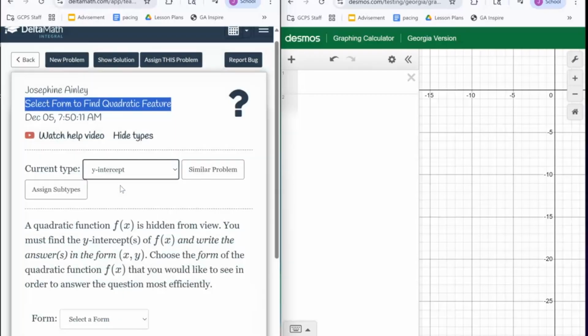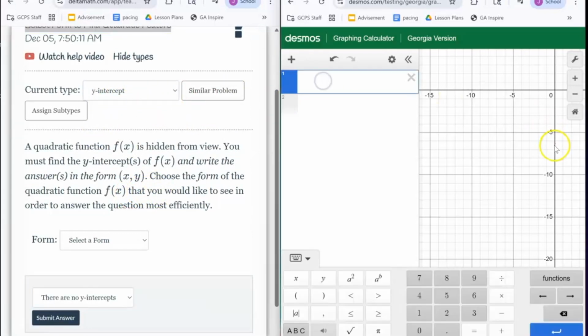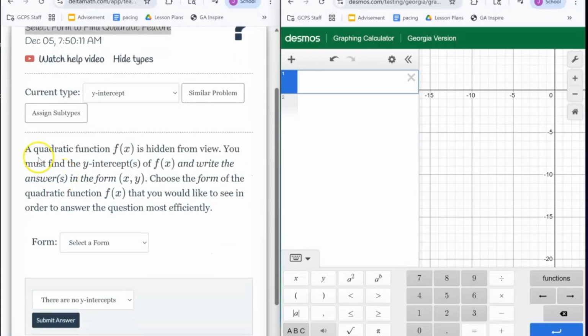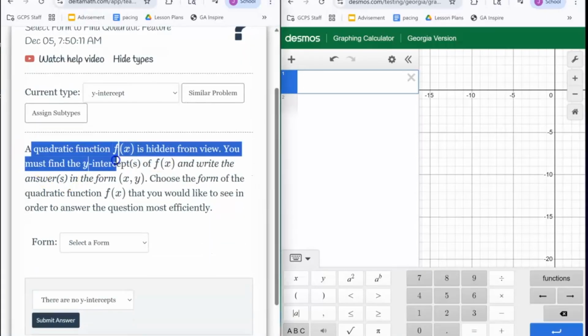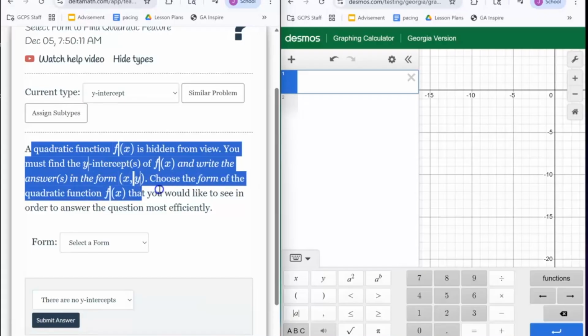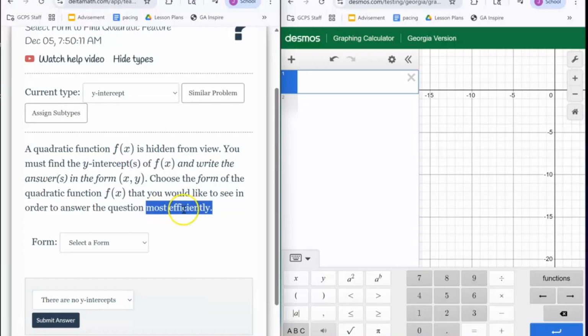Now, y-intercept. Technically, let's be honest, you can just type it in any of them, and then you can see the y-intercept. But I quickly want to explain, because sometimes they're going to write this question in such a way that you have to know which one is best. So a quadratic function is hidden from view. You must find the y-intercept of f of x and write the answer in the form (x, y). Choose the form of the quadratic function you'd like to see in order to answer the question most efficiently. That's what the question is going to talk about, the most efficiency. Technically, because we have Desmos, they're all efficient. However, most efficient is the one you can do the fastest.